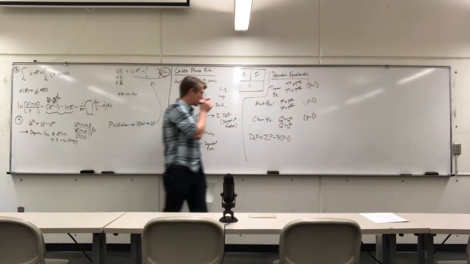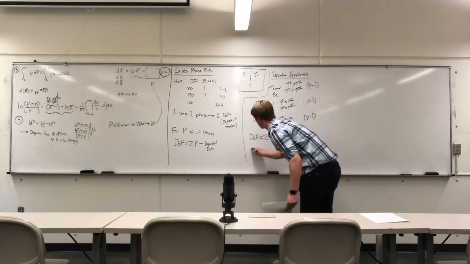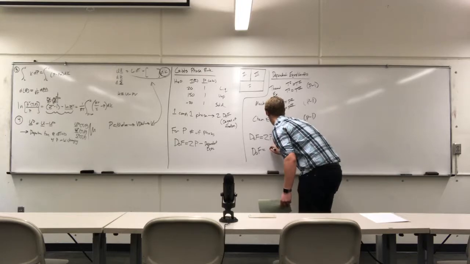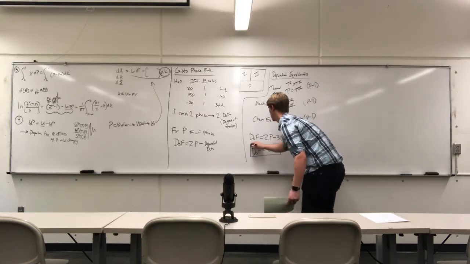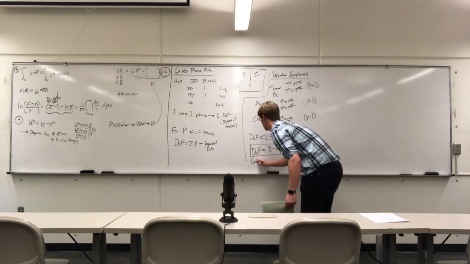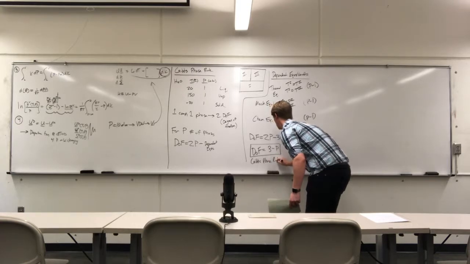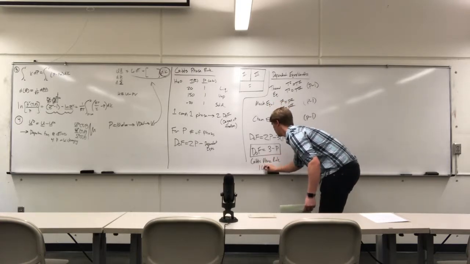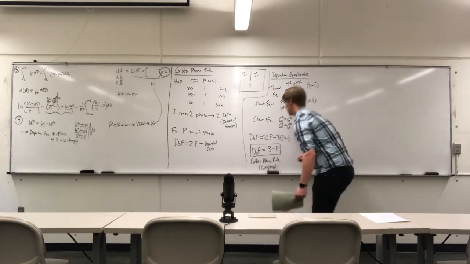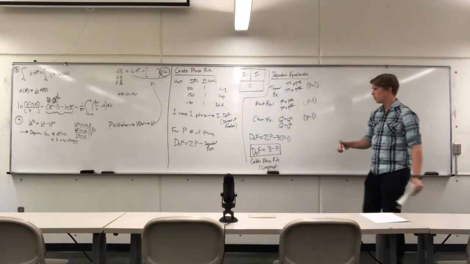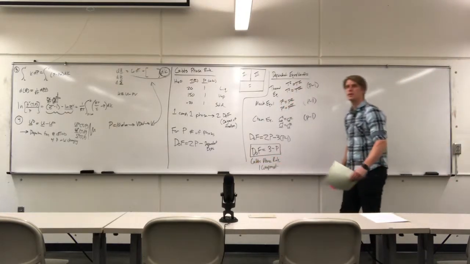So if we do the arithmetic, the Gibbs phase rule for a single component system is equal to 3 minus the number of phases. For a one component system. And then when we transition to multi-components, we'll of course revisit this concept.